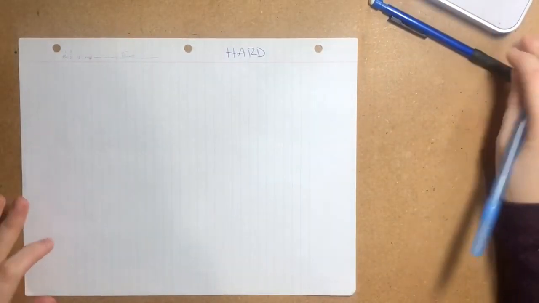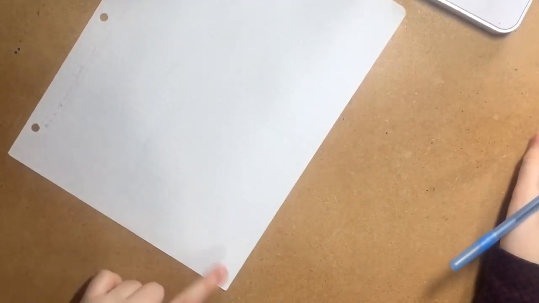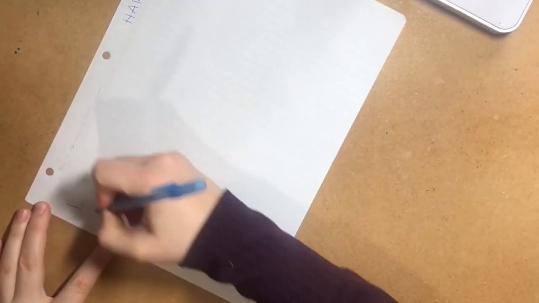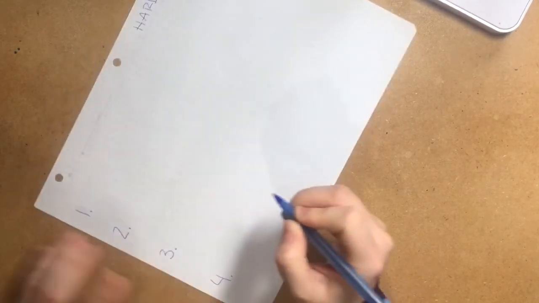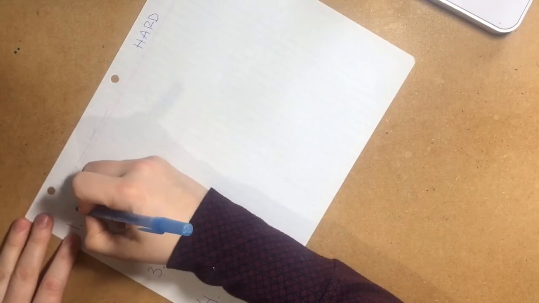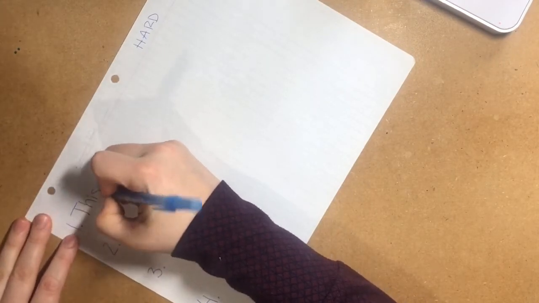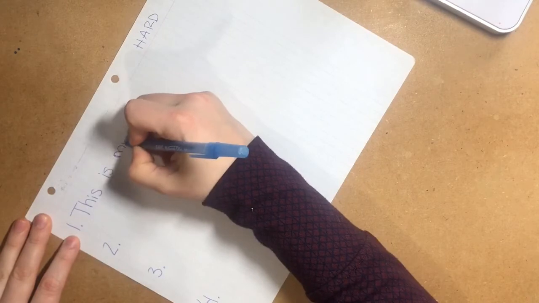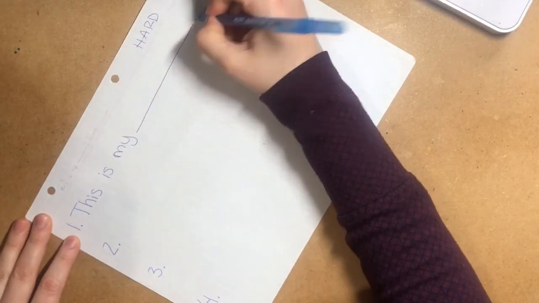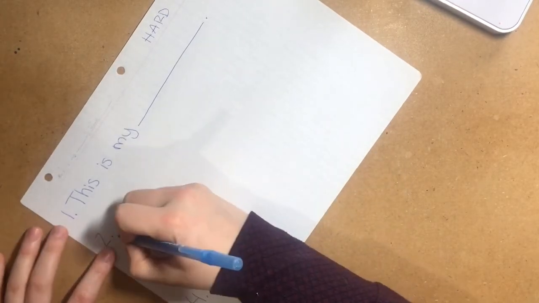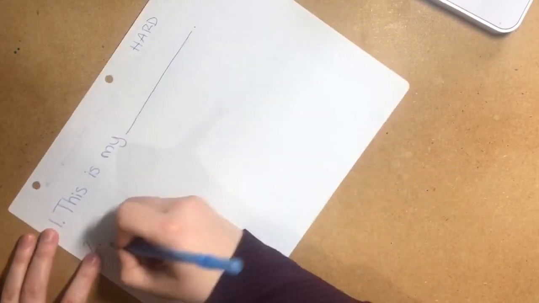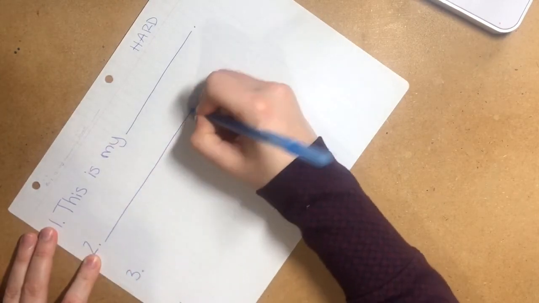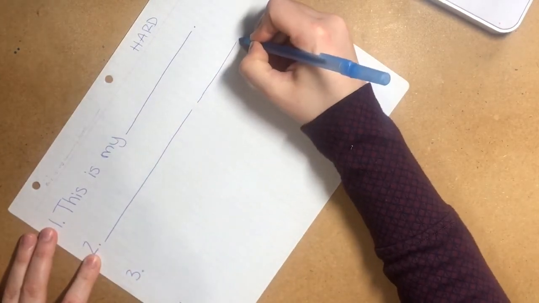Alright, so for the hard version, we're going to do the same thing, 1, 2, 3, and 4 on the side. For number 1, again, I'm going to do this is my blank. Then number 2, I'm going to leave totally blank. So now it's up to you to create your own sentence with your own rhyming word. So I'm going to do one longer line and then one shorter line for my rhyming word. Then again, 3, this is my blank.